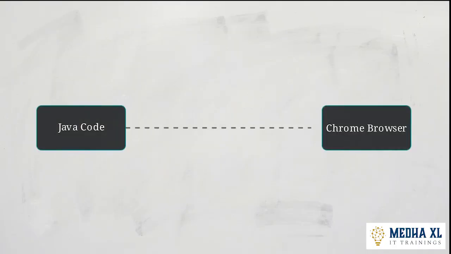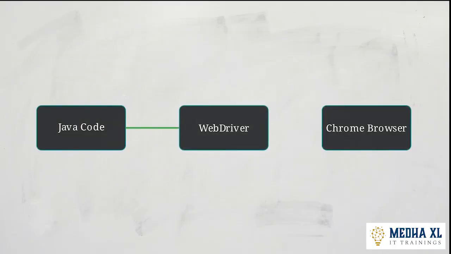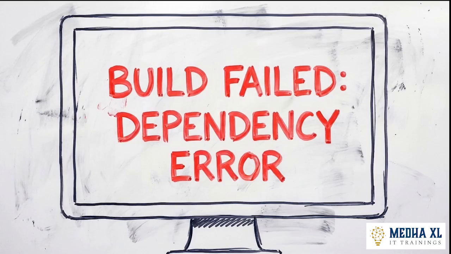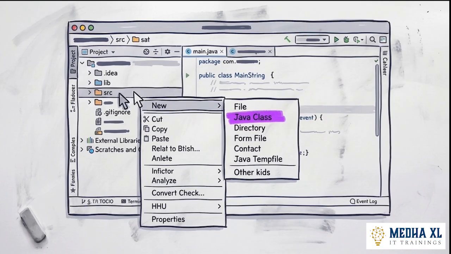Your Java code cannot talk directly to a web browser. It sends commands through an intermediary called the WebDriver. For Chrome, you need the ChromeDriver executable. This connection breaks if your driver version doesn't perfectly match your installed Chrome browser. If your Maven dependencies aren't synced or your driver version is mismatched, your automation script won't even compile, let alone run.